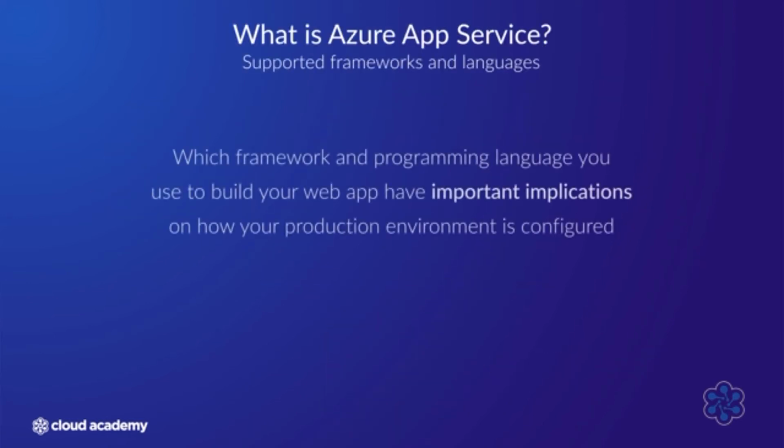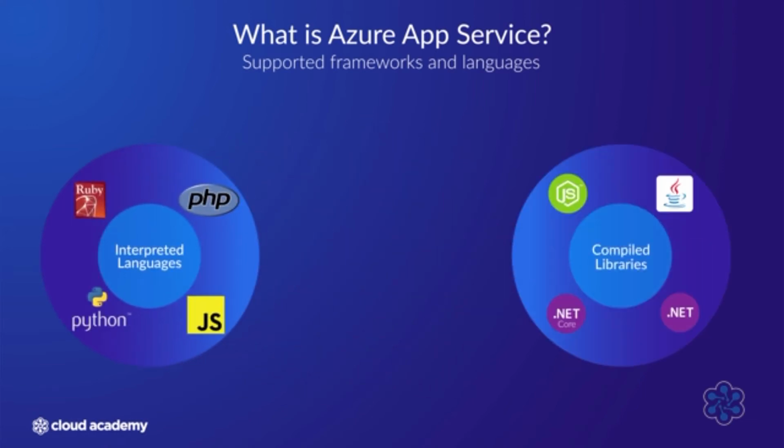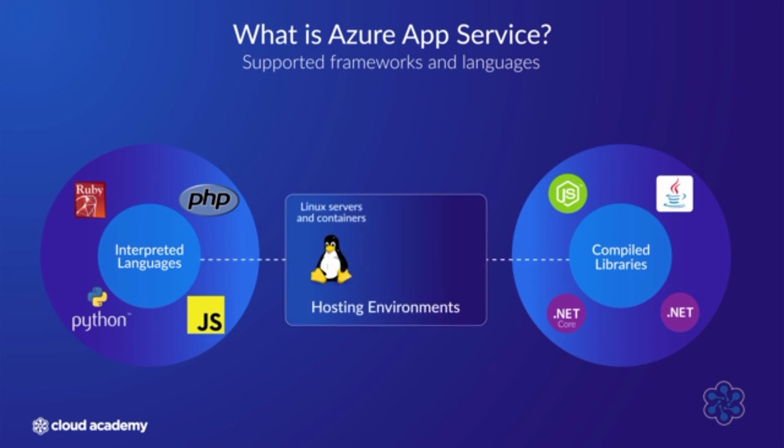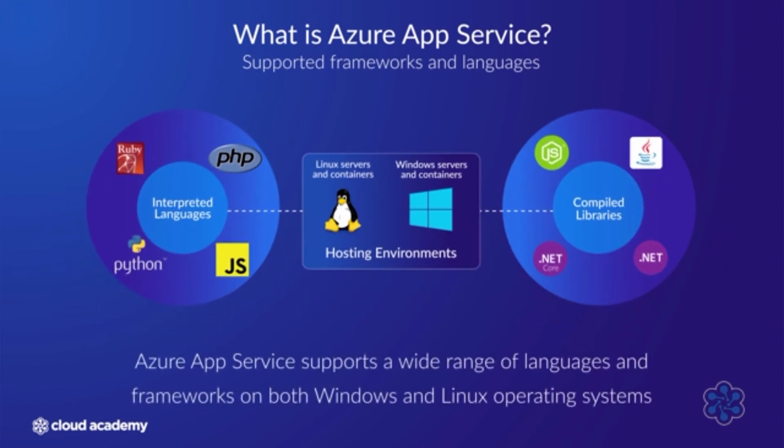Which framework and programming language you use to build your web app have important implications on how your production environment is configured. Interpreted or scripted languages such as PHP, Python, JavaScript, and Ruby need completely different web server setups than compiled libraries like .NET. While .NET Core apps can run on Linux, standard .NET apps need Windows. Azure App Service supports a wide range of languages and frameworks on both Windows and Linux operating systems.